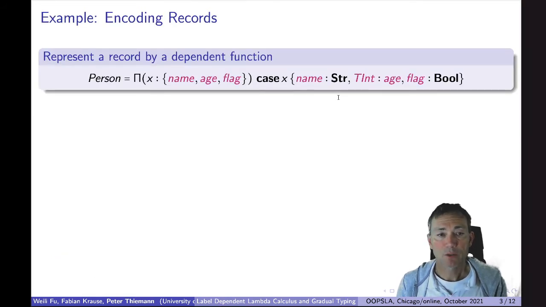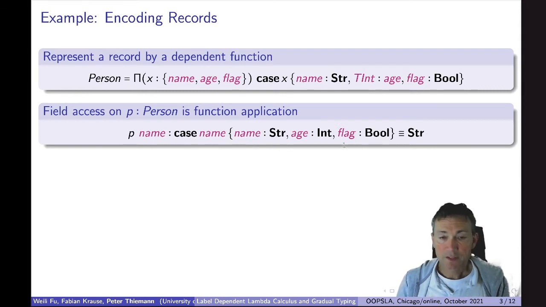Instead, let's have a look at an example. Here's the encoding of records using the label-dependent lambda calculus. In this case, a person is modeled by a dependent function that takes an element, a label, which is drawn from the set name, age, or flag, and then it distinguishes the label. If it's a name, then the type is string. If it's age, then the type is int. If it's a flag, then the type is bool.